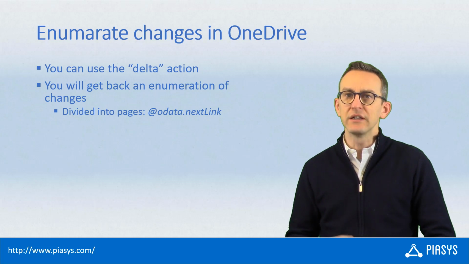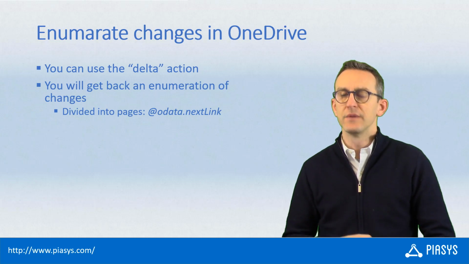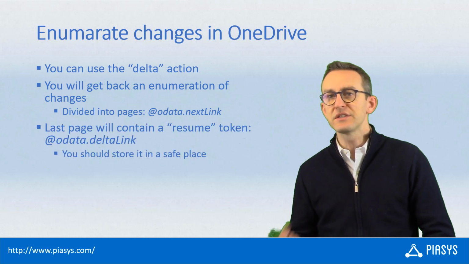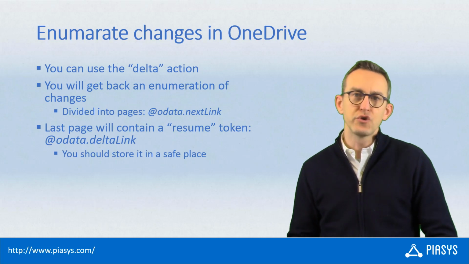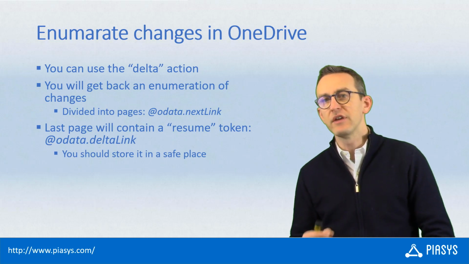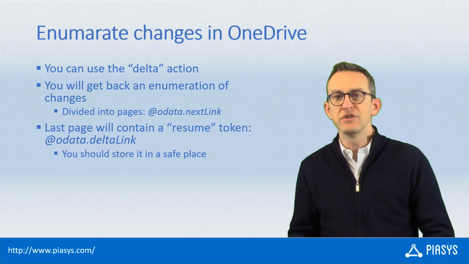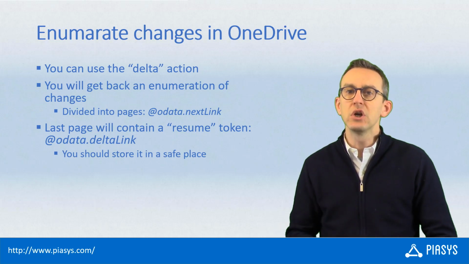When you get back the last page of changes, you will also get back a property called @odata.deltaLink. The delta link gives you a token which can be used to retrieve the changes the next time you need to do that. So you should store that information in a safe place so that you can basically resume the collection of changes from the last time you collected them.